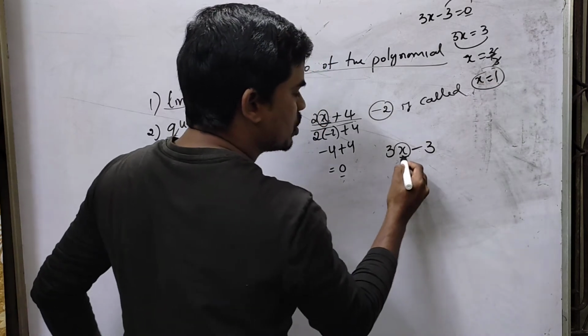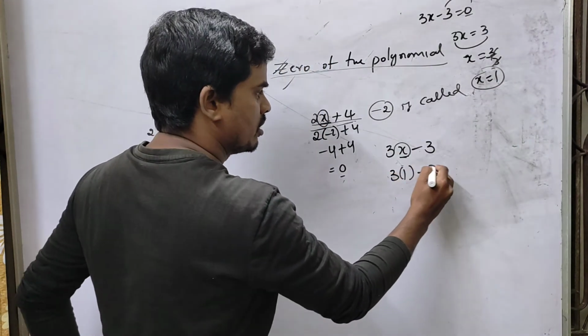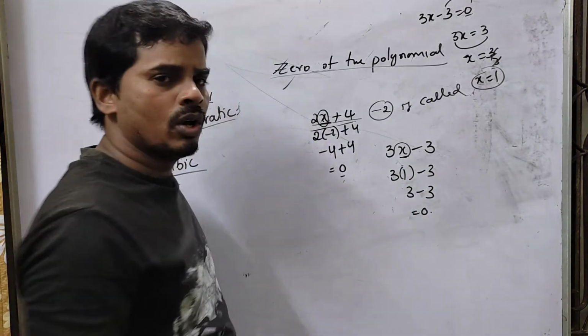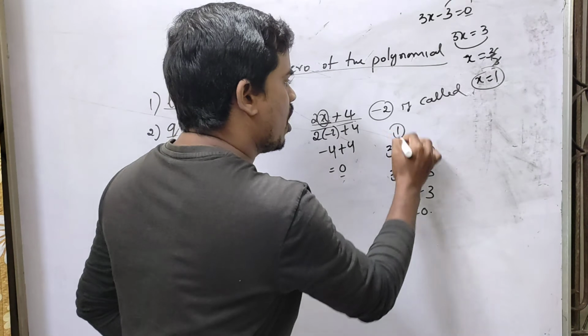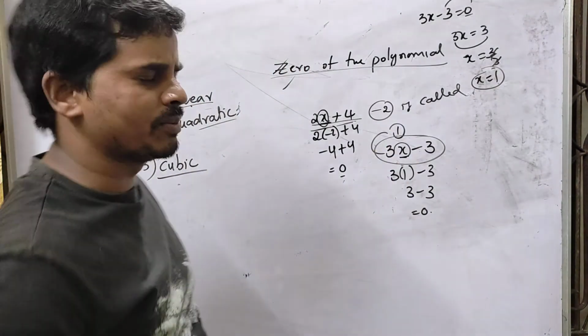That means if I substitute 1 here, I will get 0. Let us check. 3 ones are 3. 3 minus 3 is 0. So here 1 is called the zero of 3x minus 3.